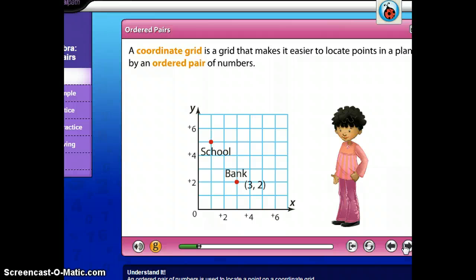The ordered pair gives you a location somewhere on the grid. An ordered pair is always x, then y, and they're separated by a comma. So the 3 is where the x is, the 2 is where the y is. That means to find this location, on the x, you should go over 3, and on the y, you should go up 2. That dot gets put right where they meet. That's the location of the bank.